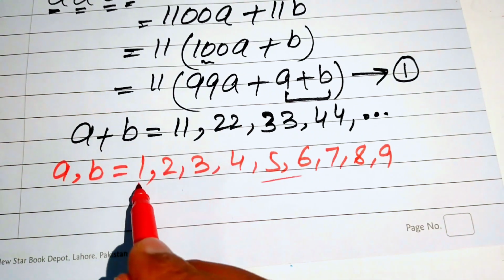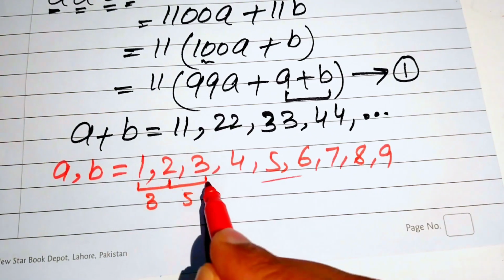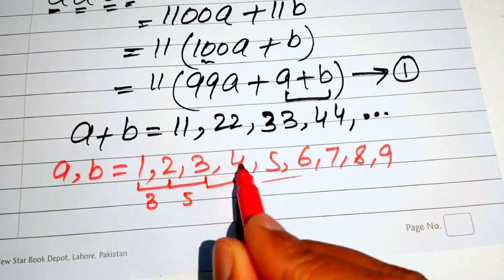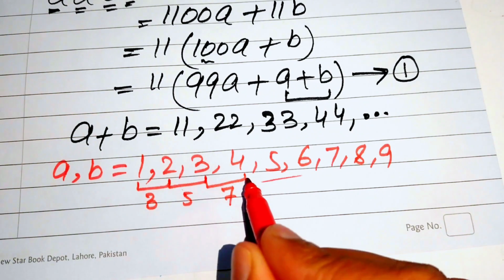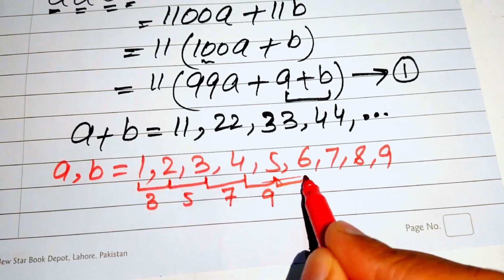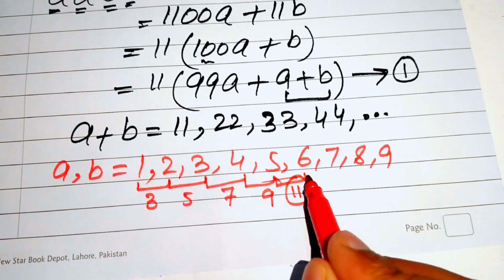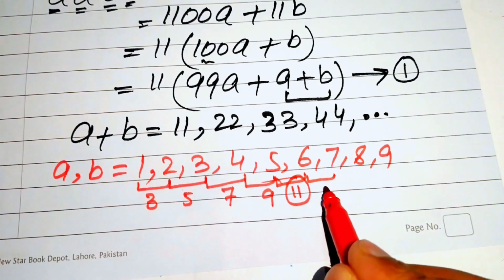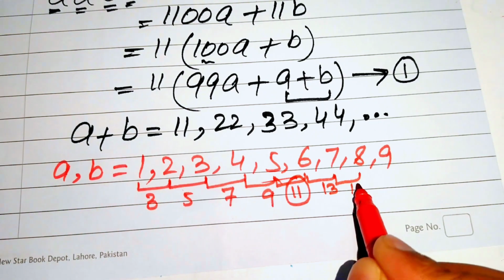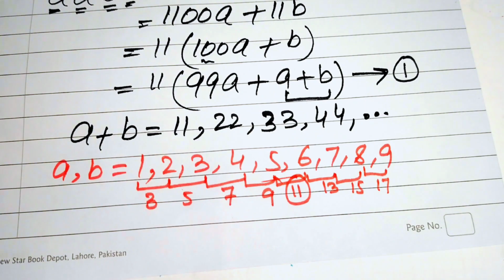If you add 1 and 2, you get 3. If you add 2 plus 3, you get 5. 3 is not a multiple of 11, 5 is not a multiple of 11. 3 plus 4 is 7, not a multiple of 11. 4 plus 5 is 9, not a multiple of 11. 5 plus 6 is 11, and it is a multiple of 11. 6 plus 7 is 13, not a multiple of 11. 7 plus 8 is 15, also not a multiple of 11. 9 plus 8 is 17, also not a multiple of 11.